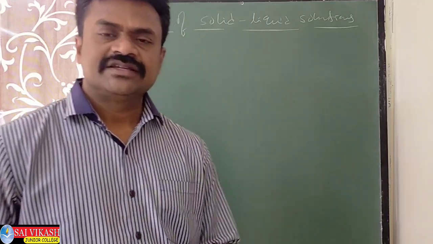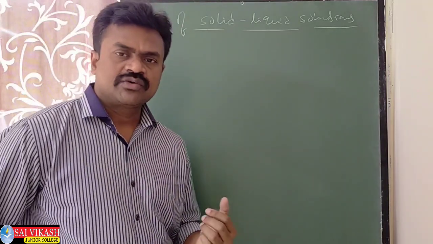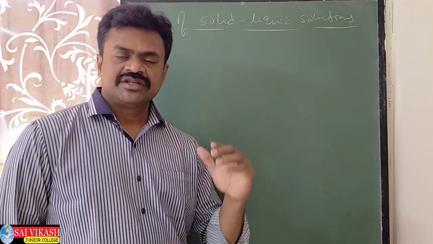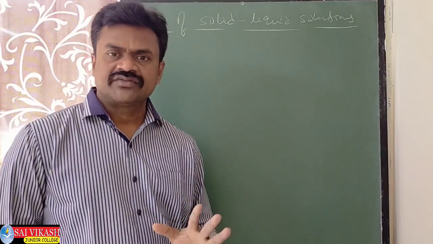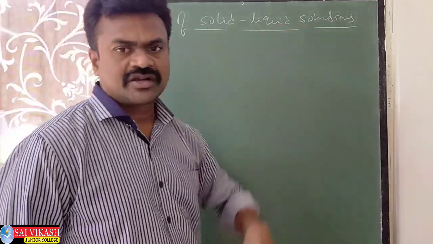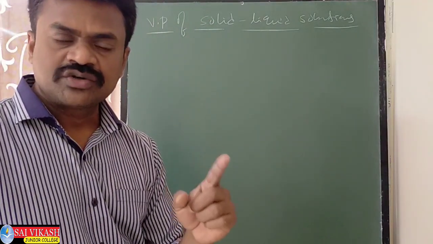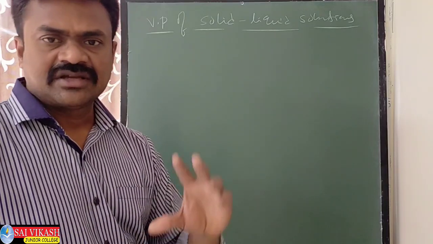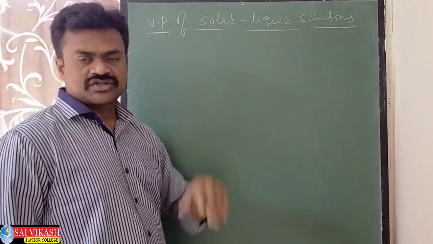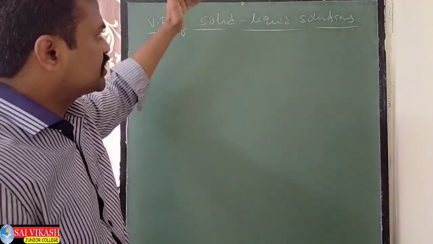Okay, the next topic is, let us discuss the second type of solutions. Up to now we finished the vapor pressures of liquid solutions, meaning both the components are liquids only. But now the second category: the vapor pressure of solid-liquid components. That means the liquid is the solvent and the solute is solid. How will the vapor pressure come in solid-liquid solutions? This is completely different from the first category.